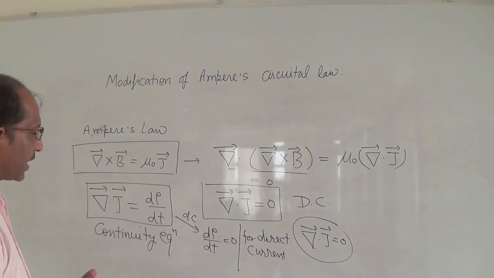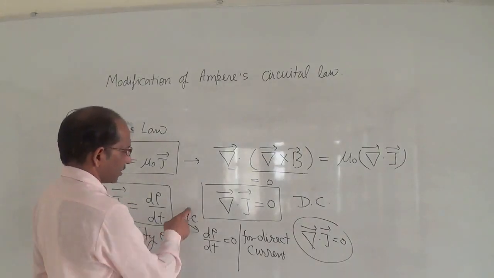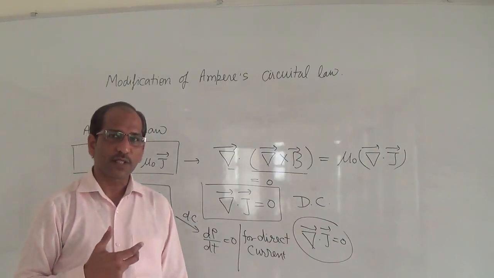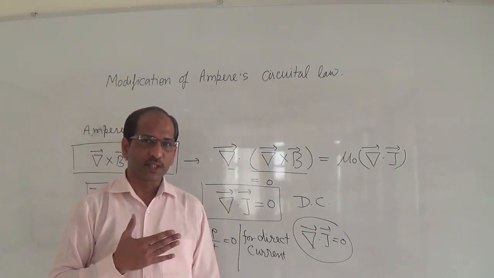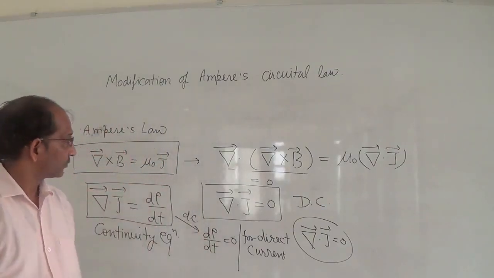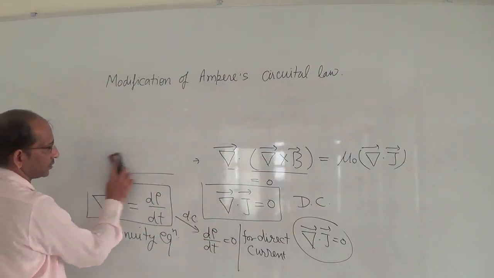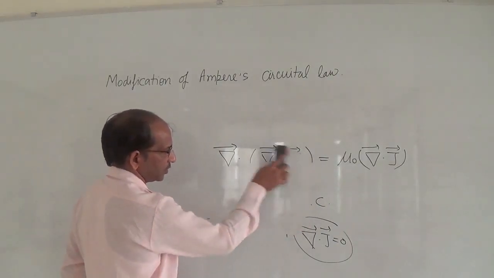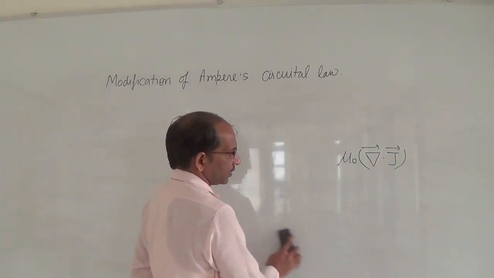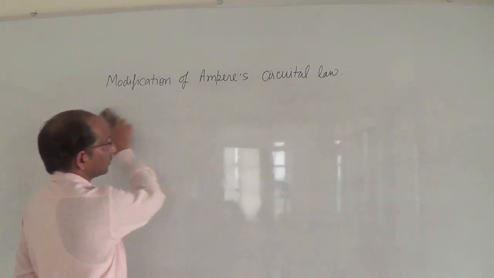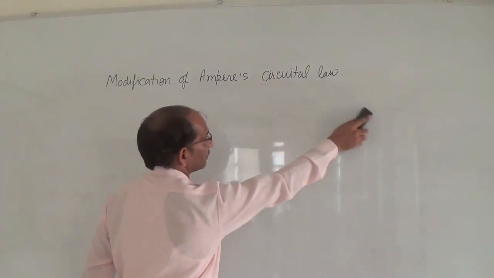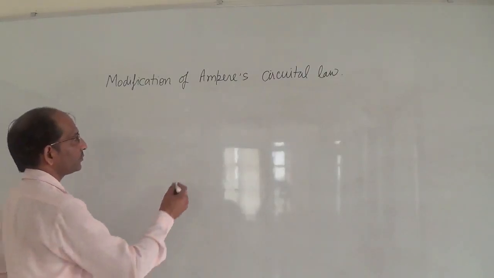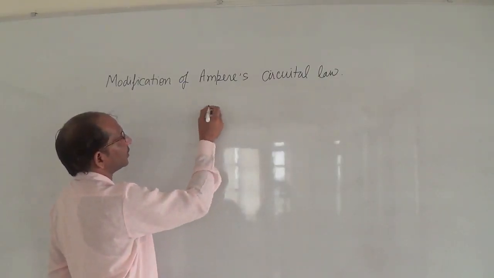So what will be the additional term? If suppose we apply the alternating current here, then what will be the nature, what will be the form of the Ampere's law? This is the point, this is the topic. So for that, Maxwell modified the Ampere's law by using the displacement current. So modification of Ampere's circuital law with the help of displacement current.